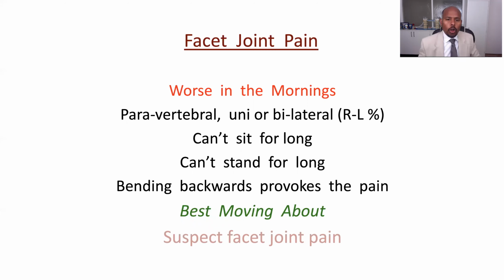Facet joint pain is normally worse in the mornings, and they tend to have unilateral or bilateral paravertebral tenderness. They can't sit for long, can't stand for long, and bending backwards provokes the pain. They like to move around, and that normally makes them feel better. So at this point, you would suspect a facet joint pain, and this is when they are taken through the NICE pathway for a facet medial branch block as a diagnostic tool.